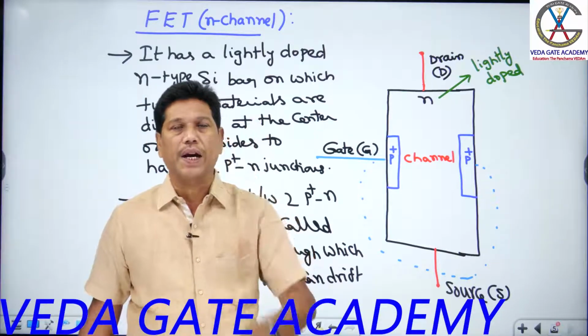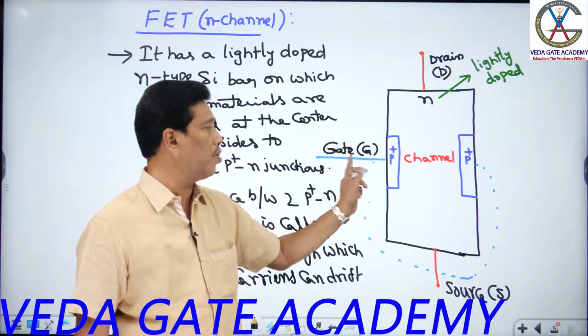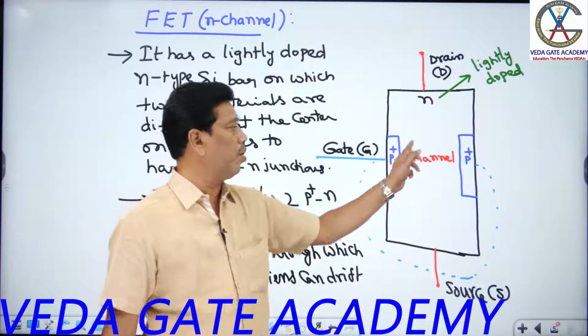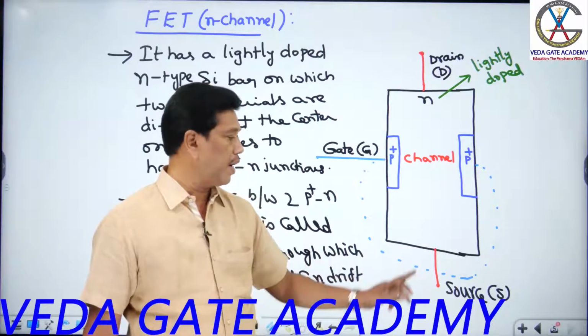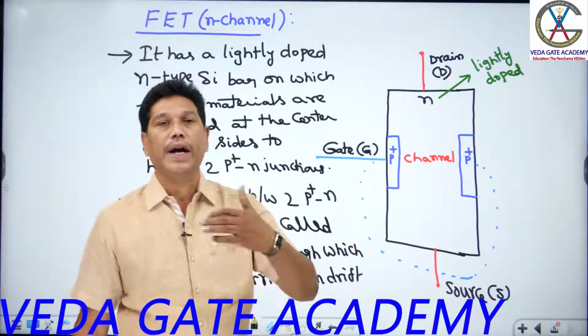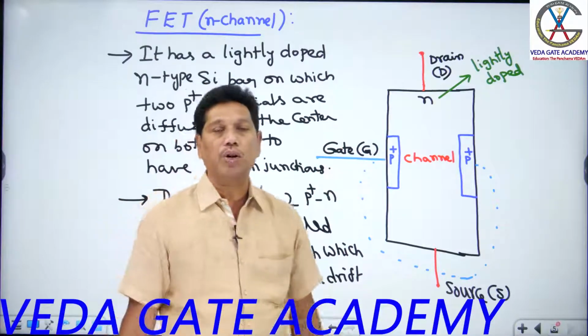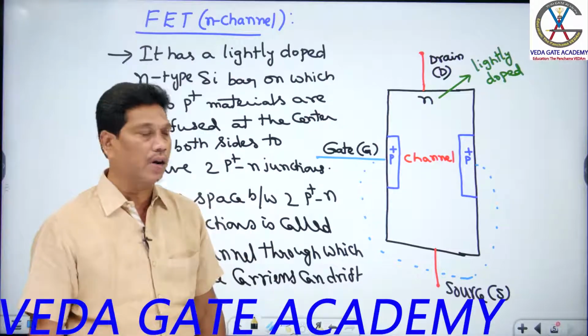Why do you call the gate a controlled switch, sir? The voltage you apply at the gate can vary the width of the channel. By that, the drifting of carriers from source to drain is controlled. By that, the conductivity can be controlled. Such that the gate is called a controlled switch. Gate is called a controlled switch.